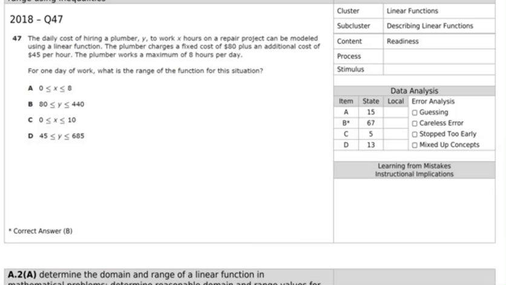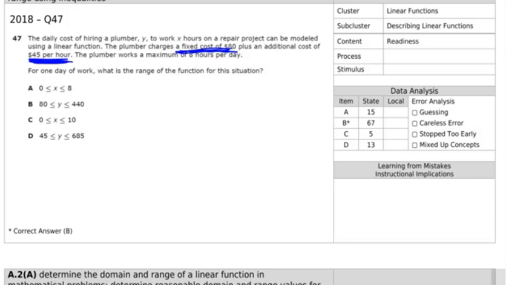The question is where we have a word problem and we're having to try and figure out a scenario. So we have a daily cost of hiring. Y is the people, X is the hours. The plumber charges a fixed cost. Okay, that means it's a one-time cost and an additional cost of $45 per hour.